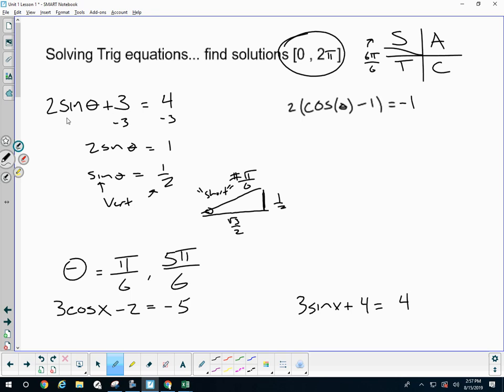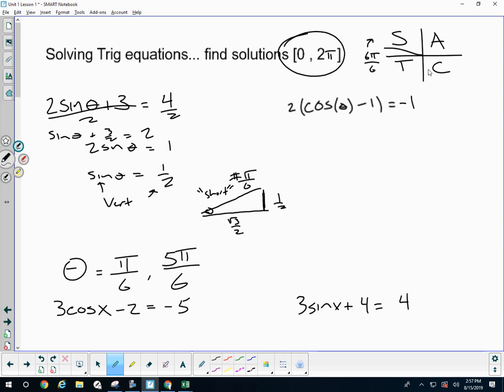We didn't have to subtract 3 first, then divide by 2. You could have divided by 2 to start with. But what people don't understand is that if you're dividing by 2, you're dividing everything by 2. This is why we don't teach that. Yes. So this would be sine theta plus 3/2 equals 2. Sine theta equals 1/2.